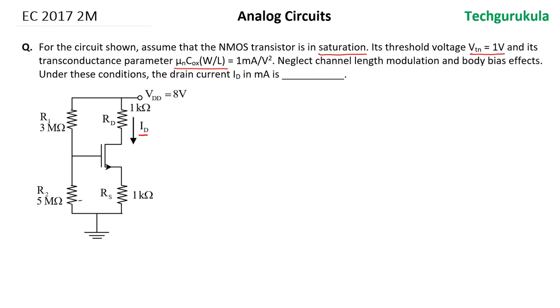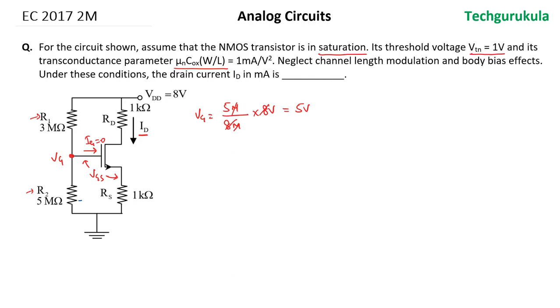The first thing is we need to find what is VGS. The current that will be drawn by the gate will be 0, and we have R1 and R2 here, which can be taken as a voltage divider network. Hence we can find the value of VG here. VG will be equal to 5 mega ohms divided by 5 plus 3 mega ohms, which is 8 mega ohms, times VDD, which is 8 volts. So the result would be 5 volts.